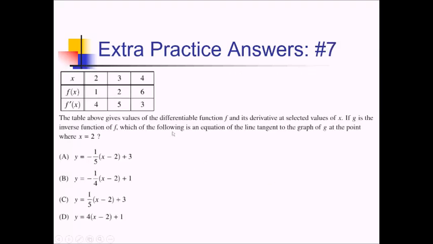On this problem, I'm given a table of values for f and its derivative, and they're telling us g is the inverse of f. We want to know which of the following is the equation of the line tangent to the graph of g at the point x equals 2.